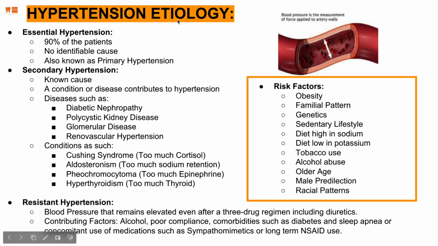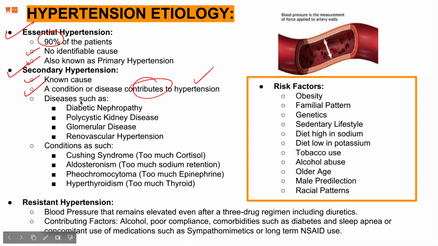So hypertension etiologies. Essential hypertension is basically no identifiable cause, also known as primary hypertension. And 90% of the patients that are diagnosed with hypertension are having essential or primary hypertension. But secondary hypertension is more intriguing because it has a known cause, an actual physiologic cause that leads to hypertension. It's a condition or a disease that contributes to diagnosing hypertension.